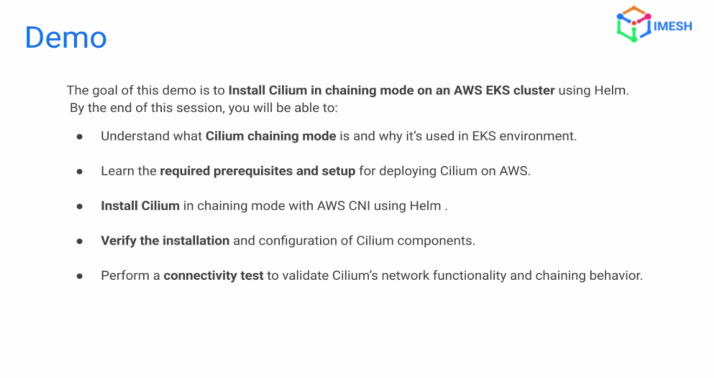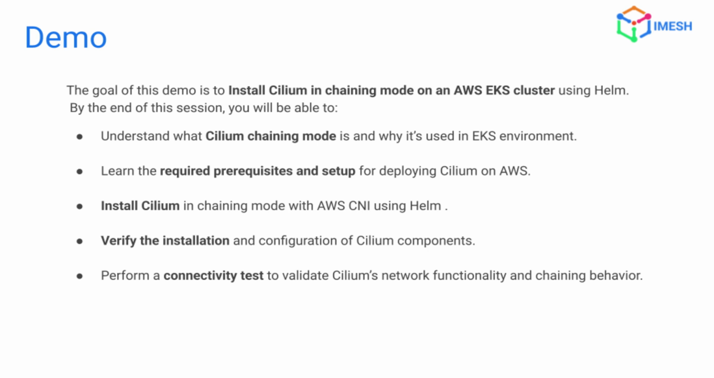Alright, with that architecture recap in mind, it's time to move from theory to practice. Our next section is a hands-on demo. As you can see on the slide, the main goal here is to install Cilium in chaining mode on an AWS EKS cluster, and we'll be using Helm to do it.